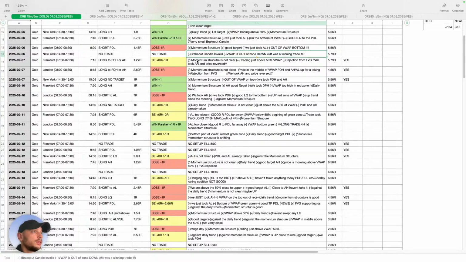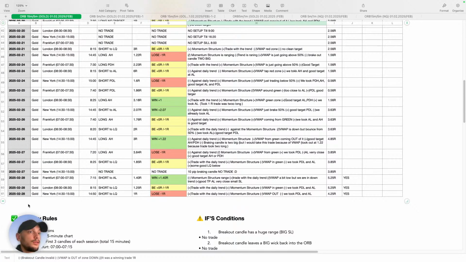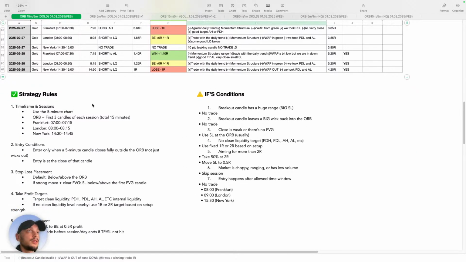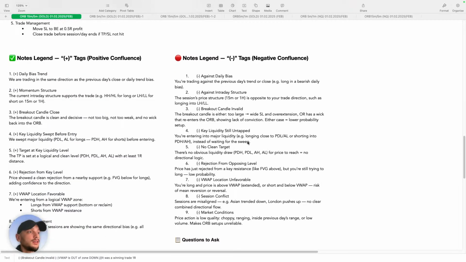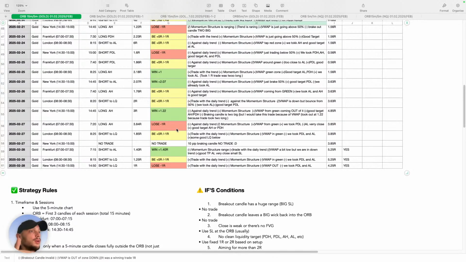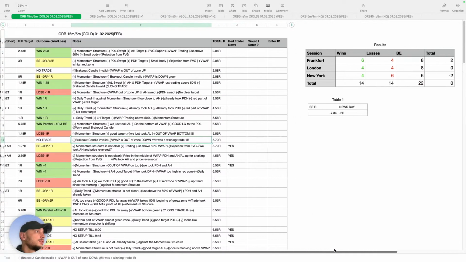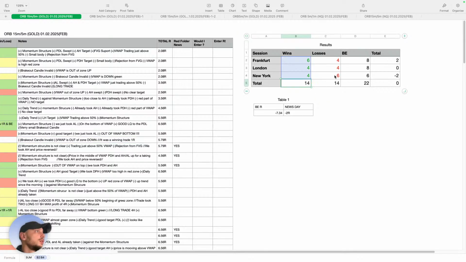Let's say it made a huge range, which it doesn't make sense to enter. And I'm gonna show you the result with all the wins and all the losses for February. Now this is my if conditions. This is my strategy rules. Plus, minuses, and so on. I'm gonna make a separate video about this and how I do my backtests. But let's see the results for this month. There we go. We have 14 wins, 14 losses, 12 break-evens.